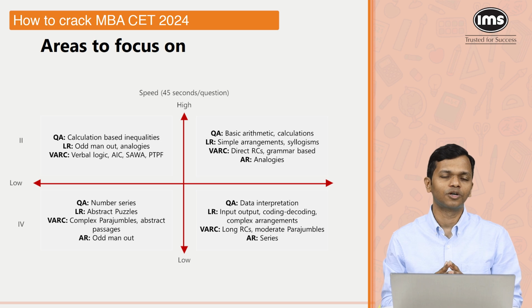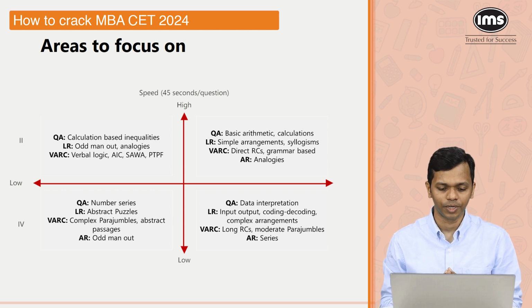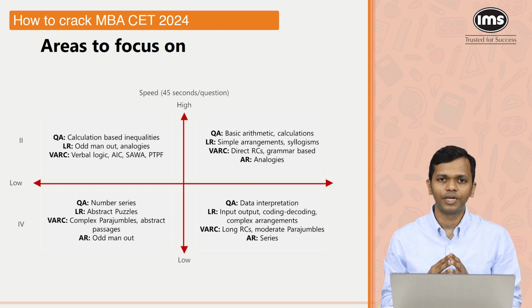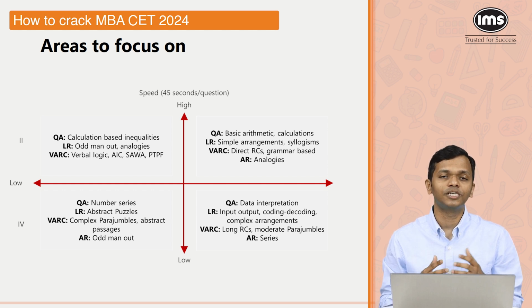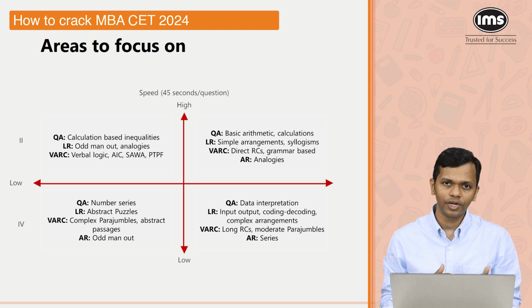Now let's talk about the third quadrant, wherein you can have topics that have high accuracy, but they have low speed. So these are the questions that will typically be time consuming. Under quant, that is going to be DI questions. So if you have a set wherein you have a lot of values with decimal places and so on, it becomes a little difficult to calculate. Under analytical reasoning, that is going to be input output or sequential output questions, coding decoding questions, and some complex arrangements.